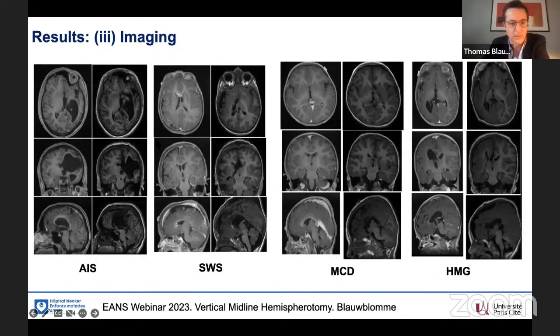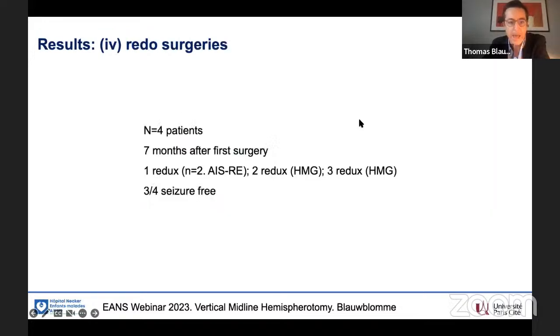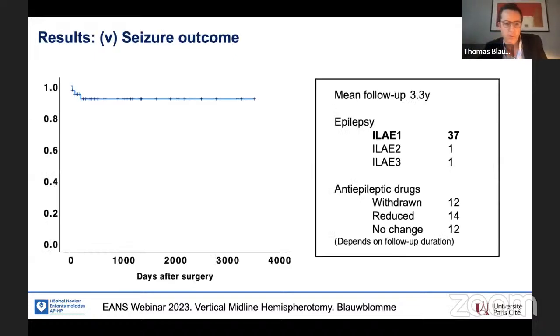These are the post-operative MRI for some examples. And so we did redo surgery for 4 patients because they had seizure relapse, or because in one case we saw that the residual in the corpus callosum was not acceptable. 3 out of 4 cases were seizure-free after this redo surgery. In 1 case, despite apparently complete disconnection, the patient still has seizures at the last follow-up.